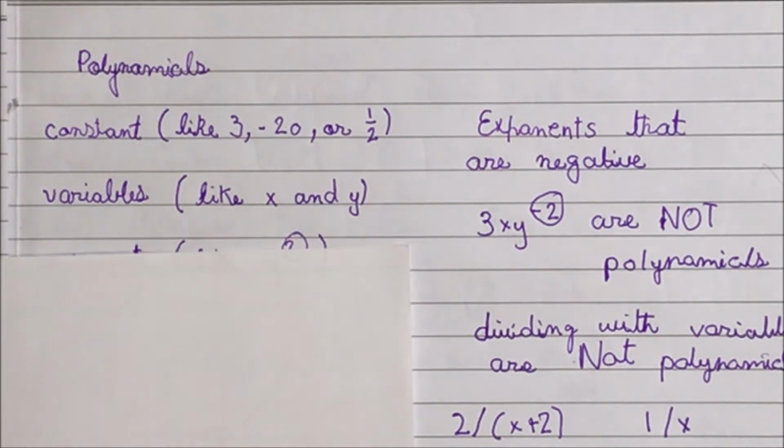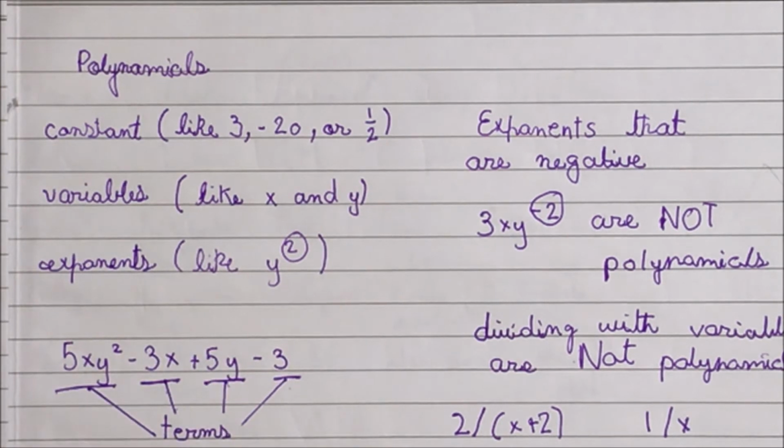And like I said before, we're gonna learn about terms. Terms are parts of a polynomial that are separated by a subtraction sign or an addition sign. So this is one term separated by a subtraction sign. This is another term separated by an addition sign. This is another term, and the constant is another term. So this is 4 terms.